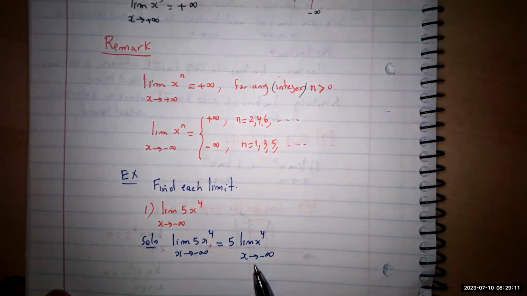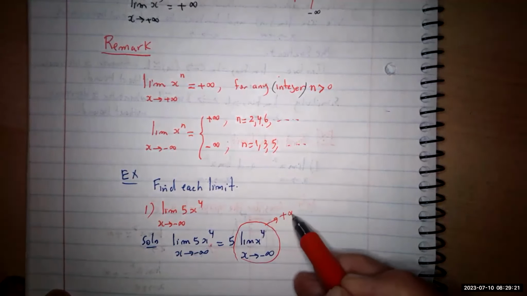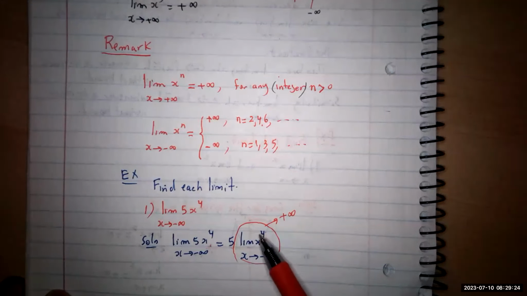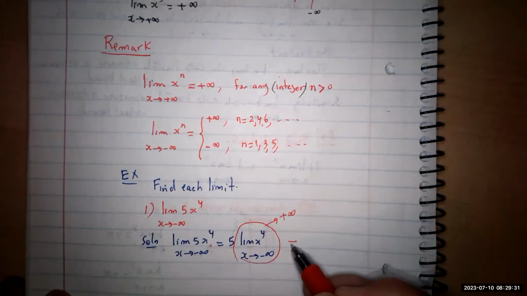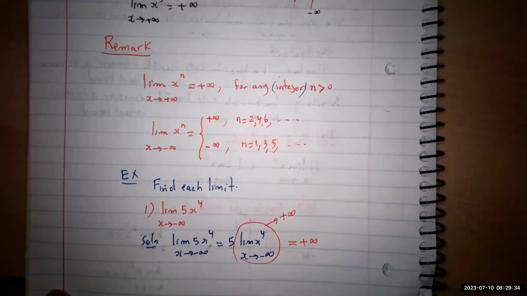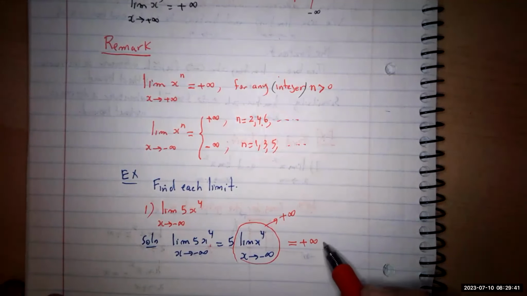Now, when x goes to negative infinity, this is an even power, so the result would be positive infinity. You see this one? This one would be positive infinity. But 5 times positive infinity, this is increasing without bound. The 5 is positive, so positive times positive would be positive. So this result would be just positive infinity. So the limit of 5x to the 4th when x goes to negative infinity would be positive infinity. Any question?